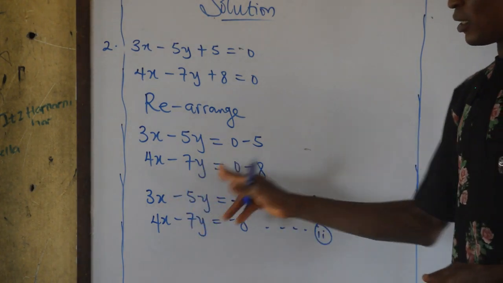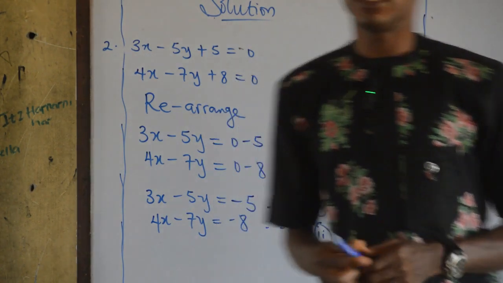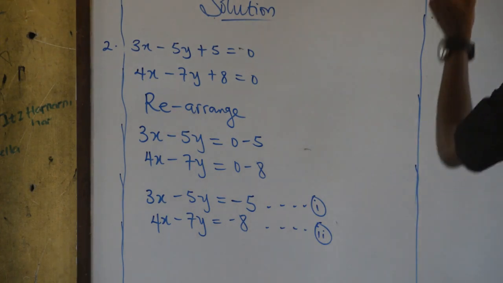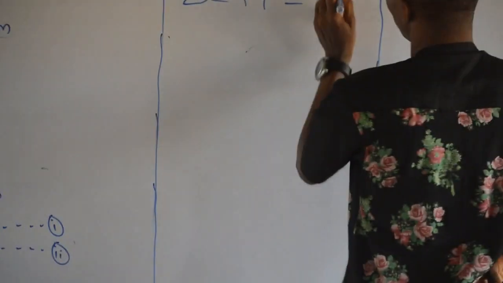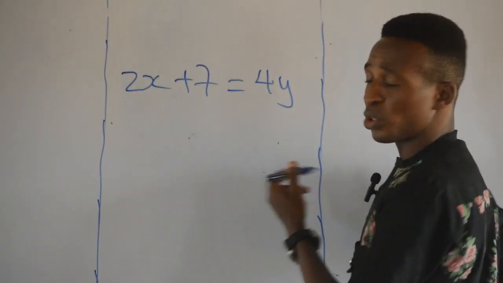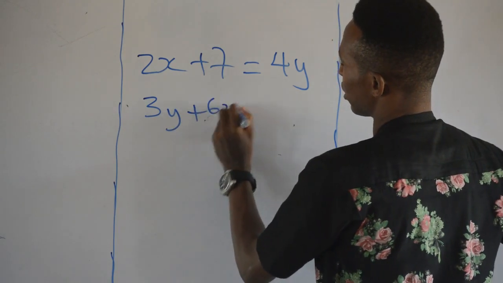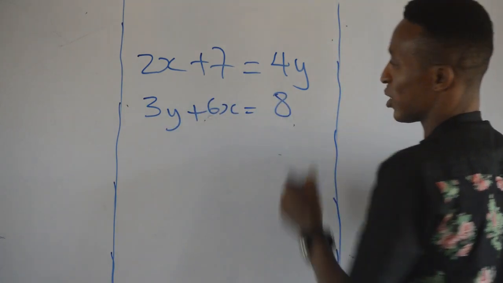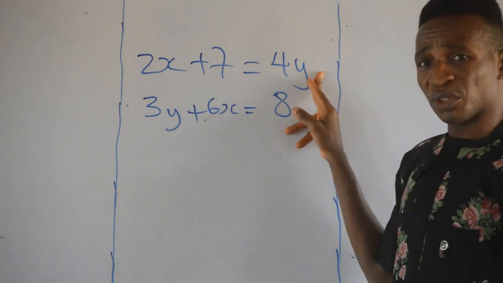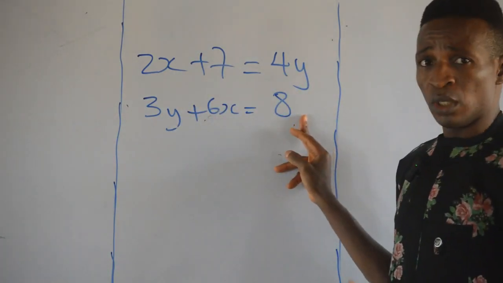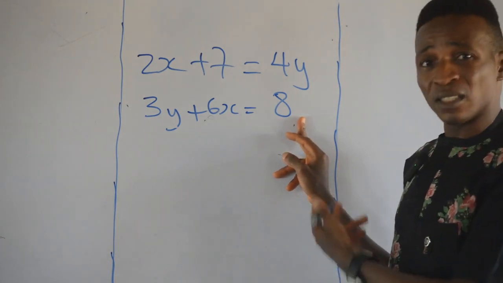Now, while rearranging here, it's also possible for you to see questions like, maybe they give you something like, let's say 2x plus 7 equals to 4y. That's for your equation 1. Then we have 3y plus 6x equals to 8 as your equation 2. If you look at this type of question here, this standing as your equation 1 and this standing as your equation 2, logically you may say it's not correct, but rather mathematically it is correct.